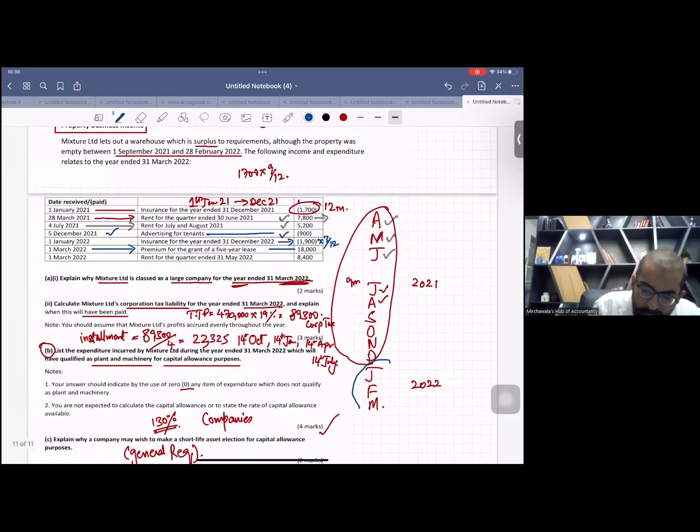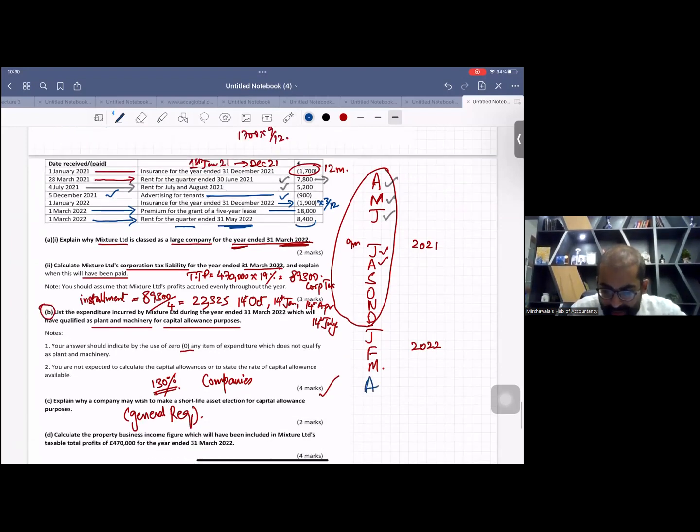Last. On 1st March 22. Now listen, students, this is a technical issue. Rent for the quarter ended 31st May. See, quarter means 3 months. 31st May is 8,400. Listen, March, April, and May. For these 3 months, the rent is 8,400.